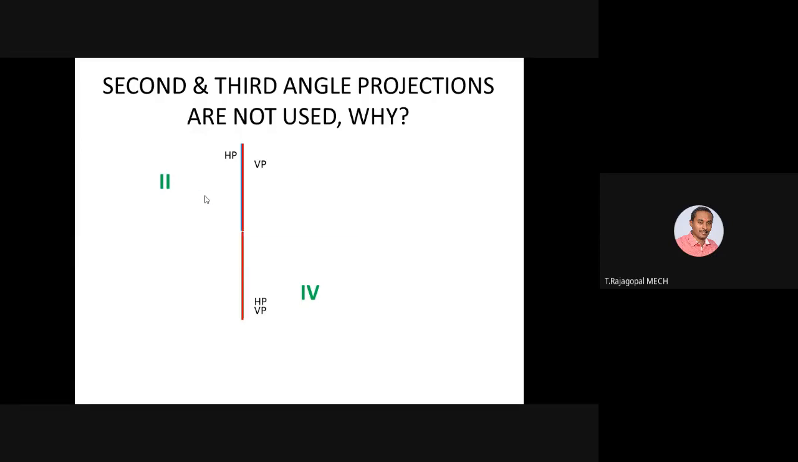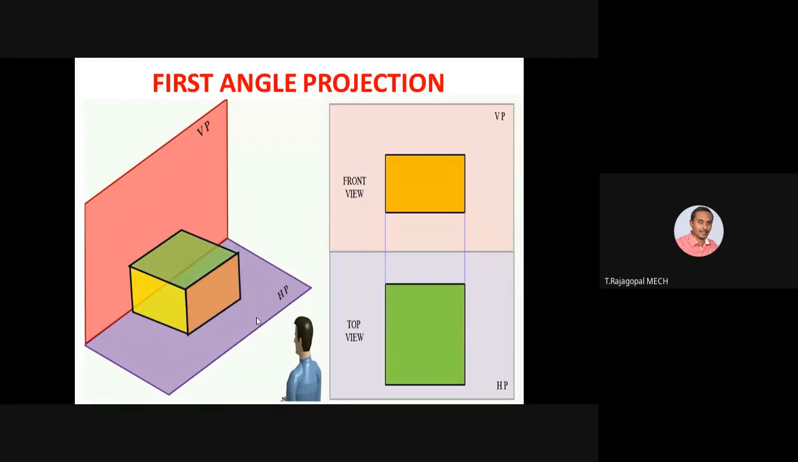Now we will check the fourth one. This is the fourth quadrant. Once again, the same condition: rotate the horizontal plane in clockwise direction by 90 degrees. Once again, the horizontal plane and vertical plane will overlap in this quadrant also. So it will not be easy for us to identify the views of the diagram, and due to overlap of the views, we may not easily understand the particular object views. That is the reason we are not following second and fourth angle projections. You can remember that. Then the remaining ones are first and third angle projection.